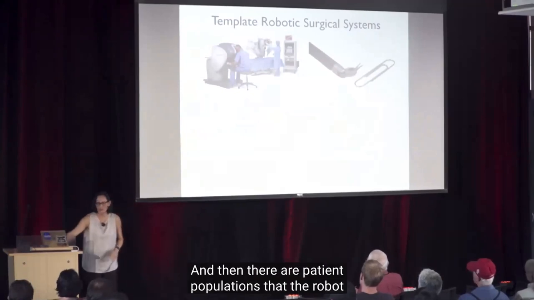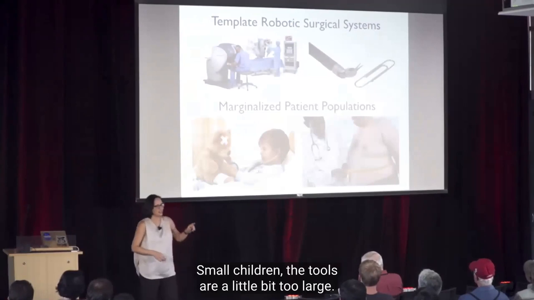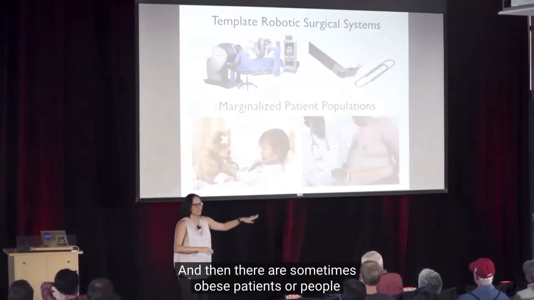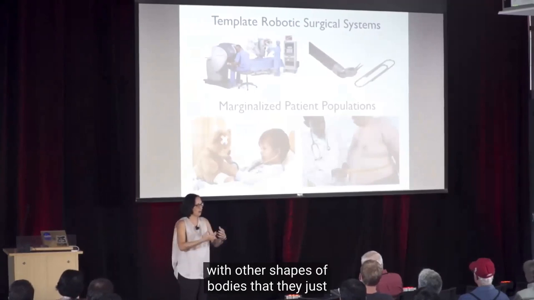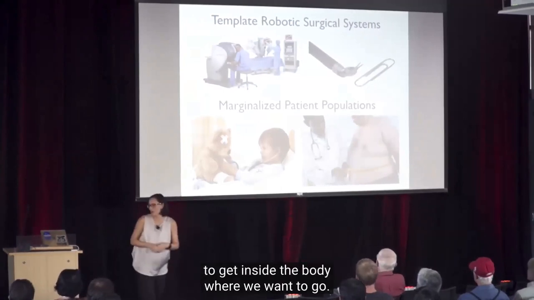And then there are patient populations that the robot cannot be used with. Small children, the tools are a little bit too large. And then there are sometimes obese patients or people with other shapes of bodies where they just can't find the right path for these straight line tools to get inside the body where we want to go.